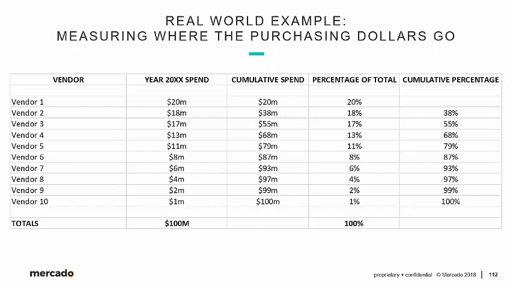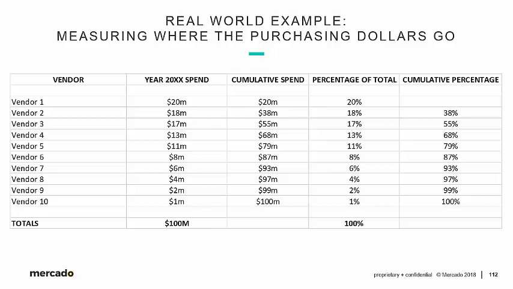So we still have our real-world example measuring where the purchasing dollars go. Obviously, things have been rounded out a little bit here for ease of explanation. We have 10 vendors and we spend $100 million. That's pretty convenient. Not very likely it'll work out that way in the real world.